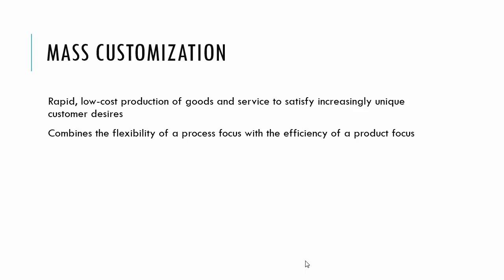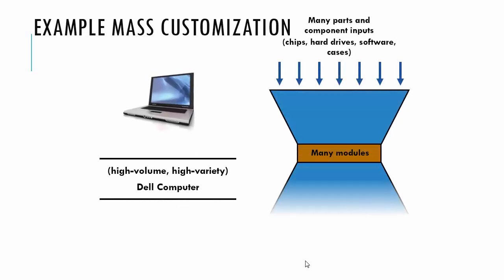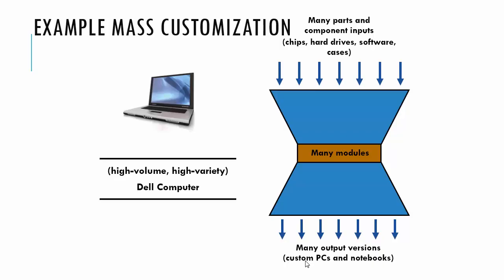Our final category for process strategy is mass customization. Here we are trying to combine the flexibility of the process focus with the efficiency of a product focus. We want to achieve both high volume and high variety. I sometimes think of this as trying to satisfy every customer or trying to be all things to all people. The typical example used for mass customization is Dell Computer. You order a customized computer and it arrives a few days later at your house.